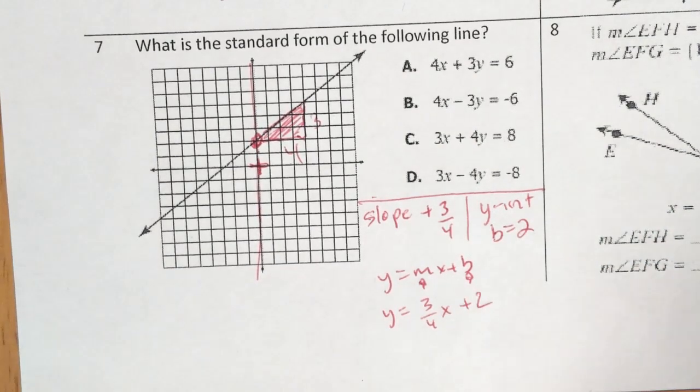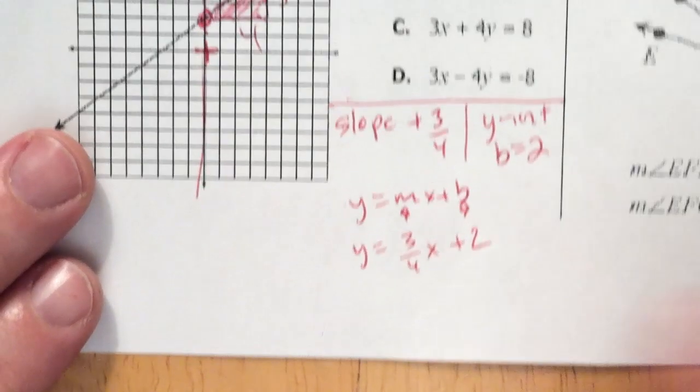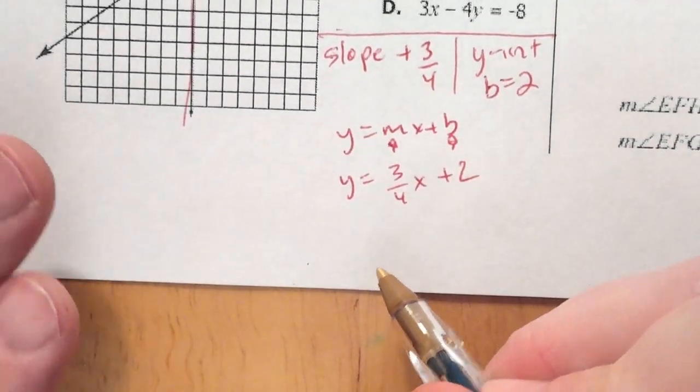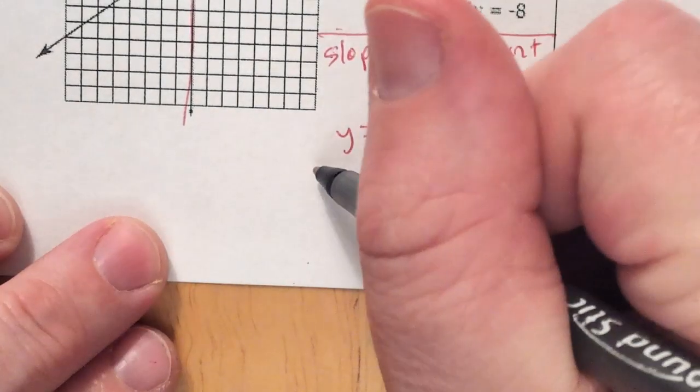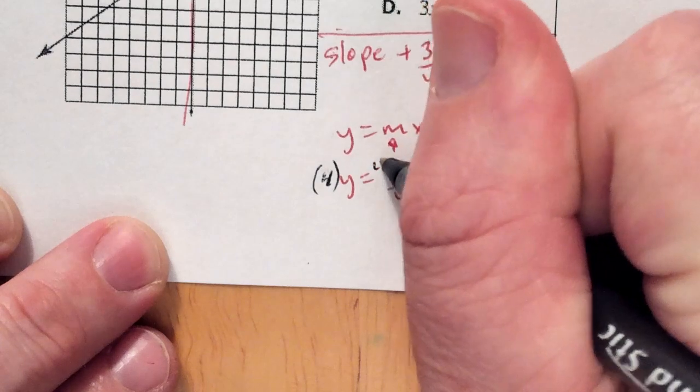So everyone can basically get to this point, and that's where things start getting a little more hectic. First of all, we need to get rid of all the fractions. So we're going to multiply everything by 4, because we want to try to get rid of that denominator. So we're going to multiply everything by 4.